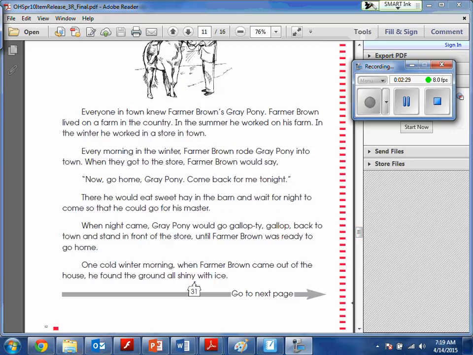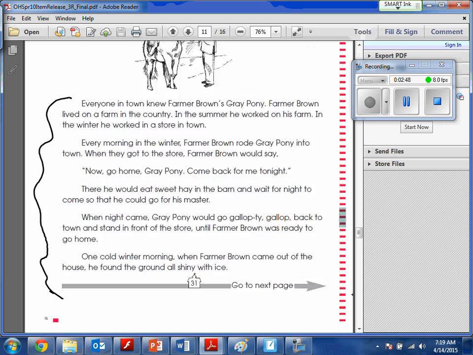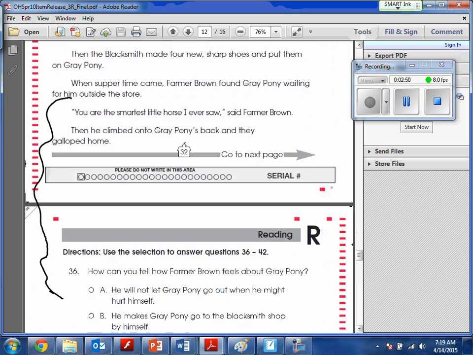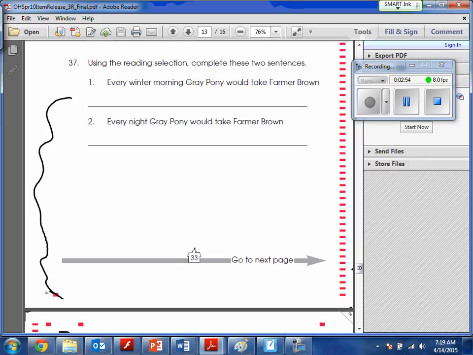Now, I've come back to the beginning of the story, and somewhere again in here, you're going to find the answer to that question: where did Gray Pony take Farmer Brown every night? I'm not going to tell you where, but you are going to find it. Once you find it in the reading, you're going to think to yourself, okay, where does Gray Pony take Farmer Brown? And you're going to come back to this question, number 2, every night Gray Pony would take Farmer Brown, and finish this sentence.